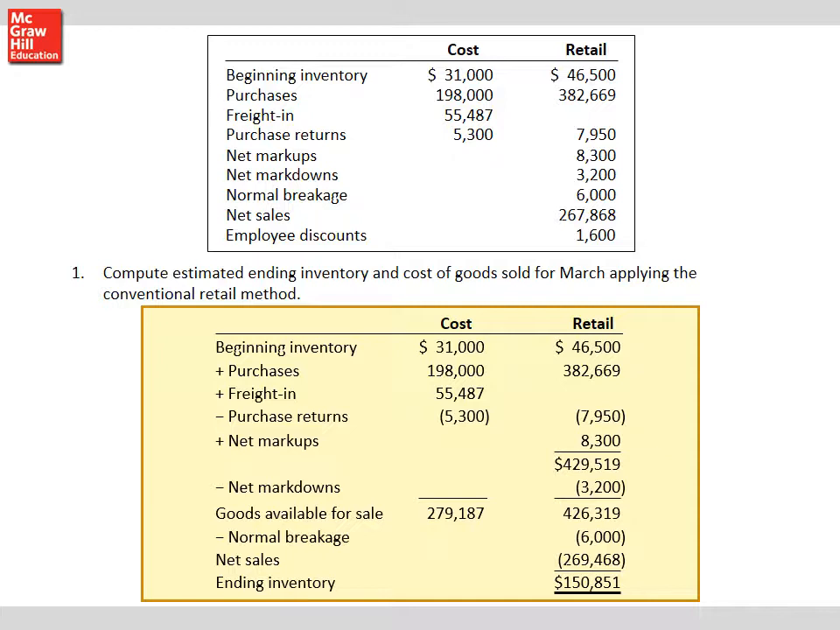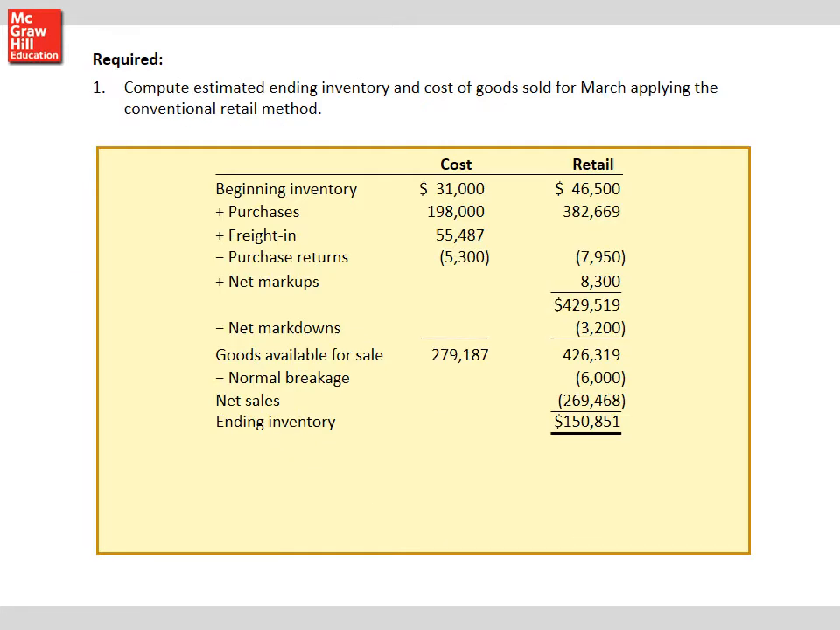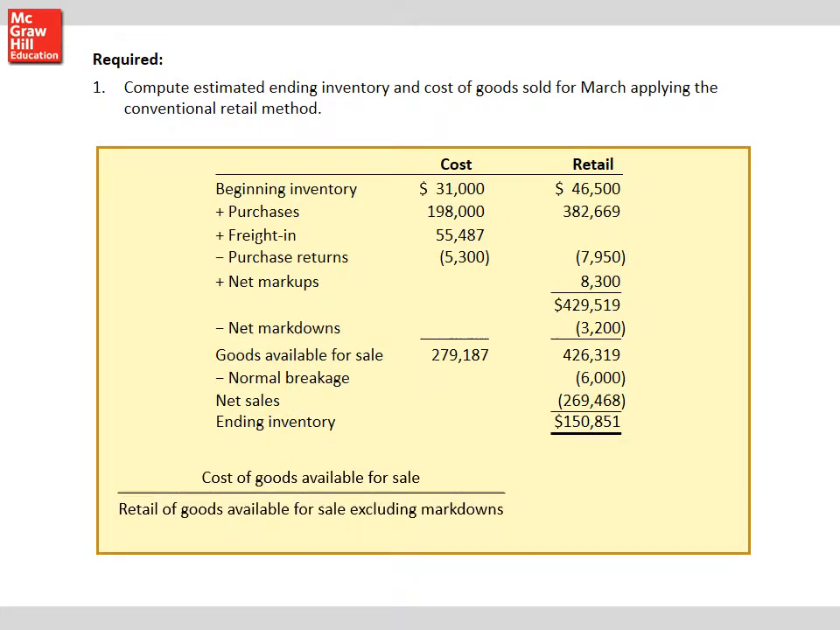Now we've got to convert that ending inventory that's at retail amount right now to cost. The conventional retail method is the method where you take your cost of goods available, $279,187, and divide it by your retail value before markdowns, $429,519. So the value would be 65% of $150,851, or $98,053. That means the cost of goods sold is $181,134.